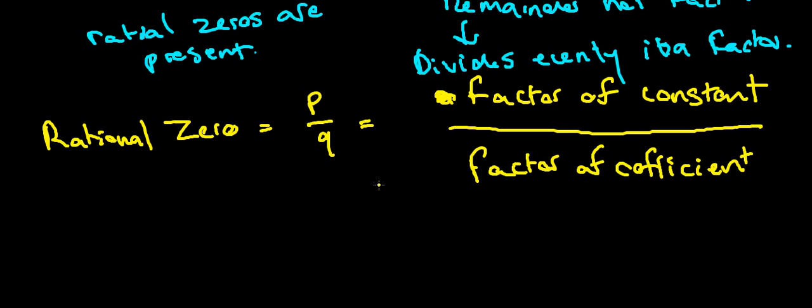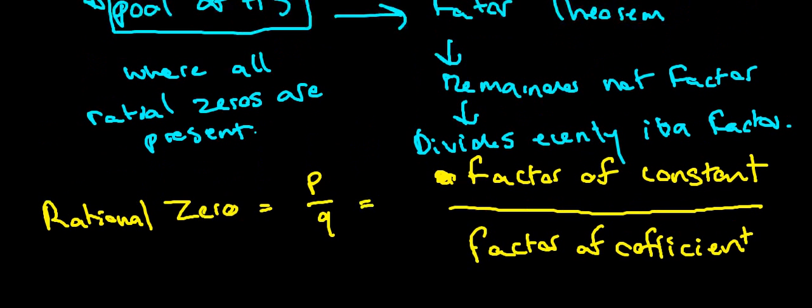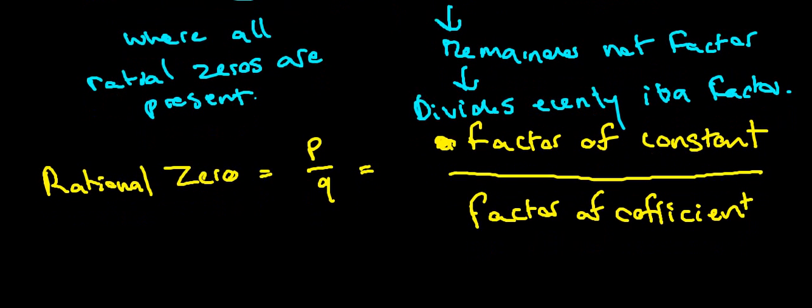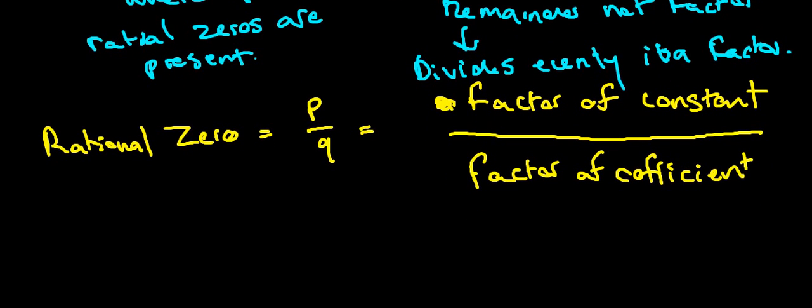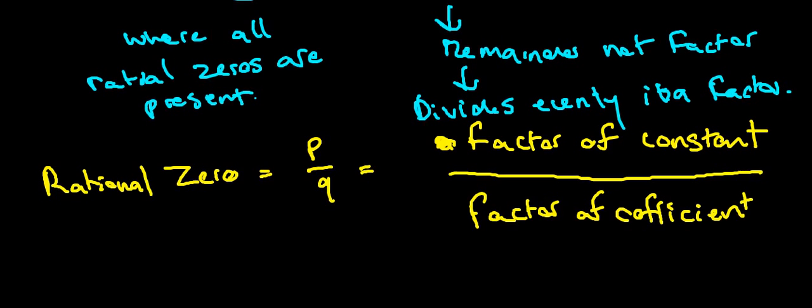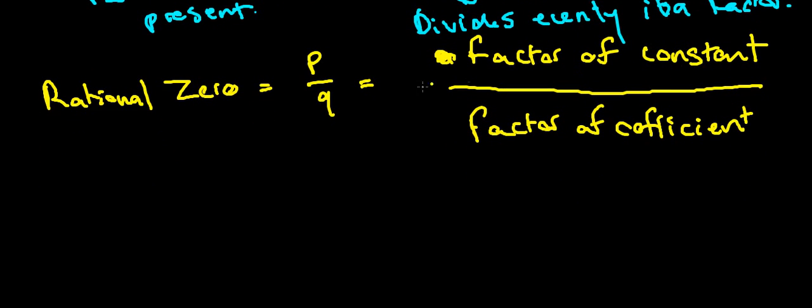So, a rational zero is the ratio of p to q, where p is a factor of the constant, and q is a factor of the coefficient. It has to be. It's more apparent in the proof, and I kind of want to go over it, but I'm not going to right now. So anyways, what this is saying is that if there is a zero, it's got to be a factor of the constant divided by a factor of the coefficient.